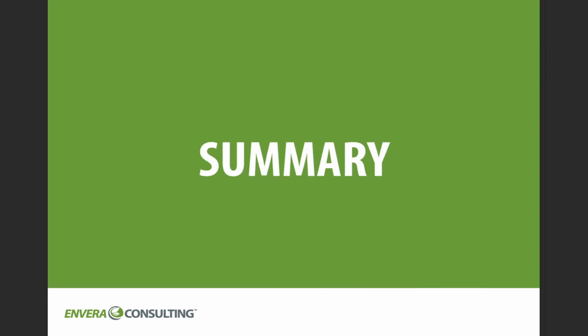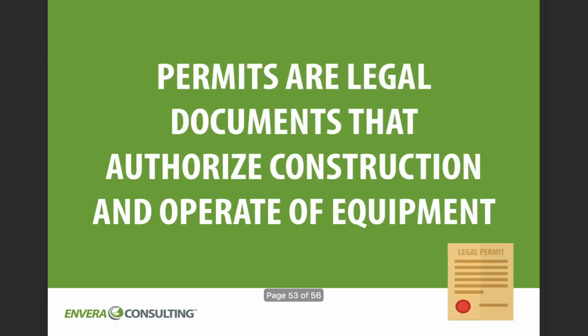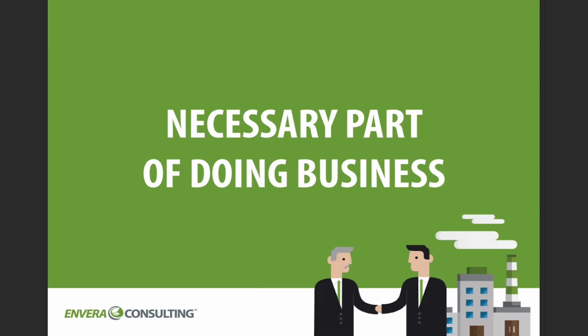So with that, let's close with a little summary here. The first point is that permits are legal documents that authorize the holder to either construct or operate a piece of equipment. We've also talked about the fact that the permitting process is very complex. But permitting is necessary to do business here in Southern California and the state as a whole.